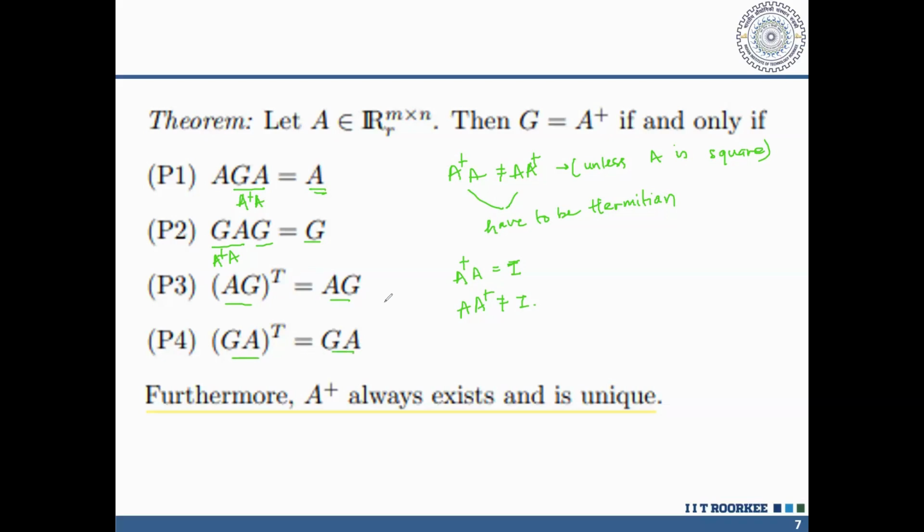Another interesting fact about pseudo inverses is that for any matrix, it will always exist, right? If you take up any matrix, a pseudo inverse for that always exists and it's unique in nature. So you can't have more than one pseudo inverse for a given matrix.